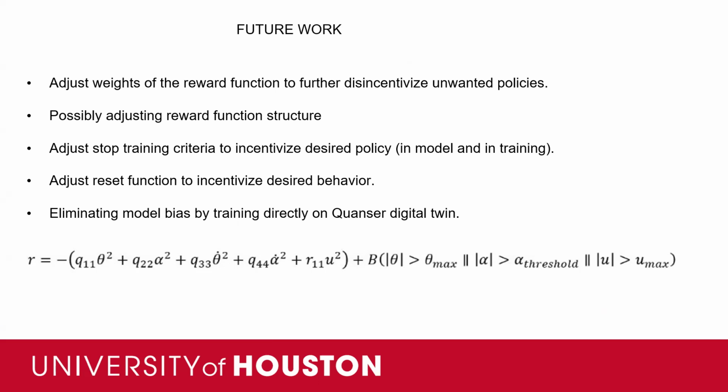So this can be done both within the simulation and globally, such as the average reward. You can change the value of the average reward where the training stops for the agent and all the episodes are complete. We can also adjust the reset function to work with any of the above to help incentivize that desired behavior. And of course, eliminate model bias by training directly on a Quanser digital twin.